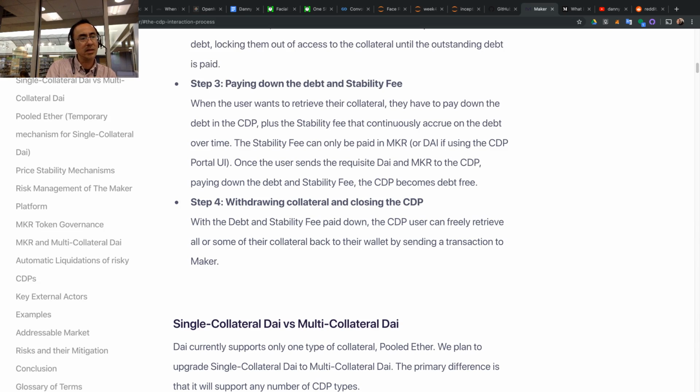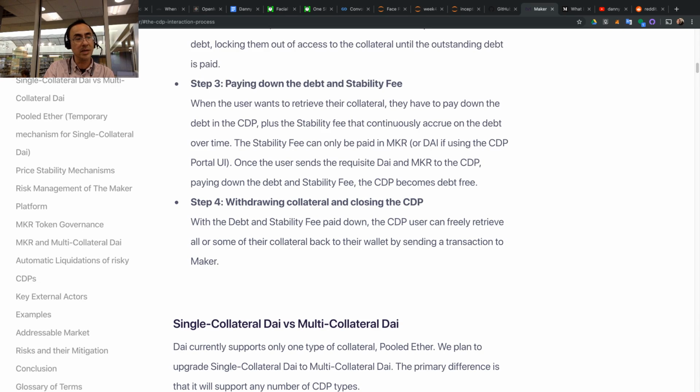So in this case, that's the equivalent on the smart contract, where there's a fee called a stability fee, and the fee is in relation to how long you are in that contract, in that CDP. So okay, the stability fee continues to accrue. Accrue means, yeah, on the debt over time. The stability fee can only be paid in MKR or DAI if using the CDP portal.